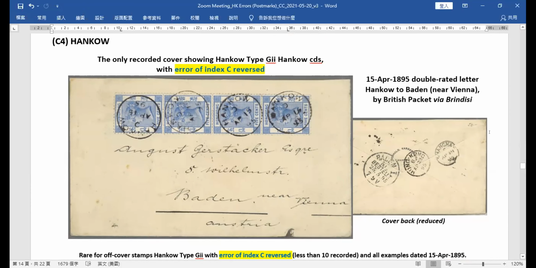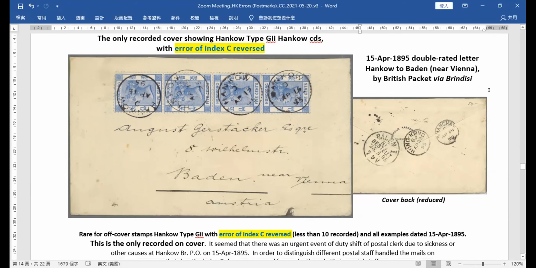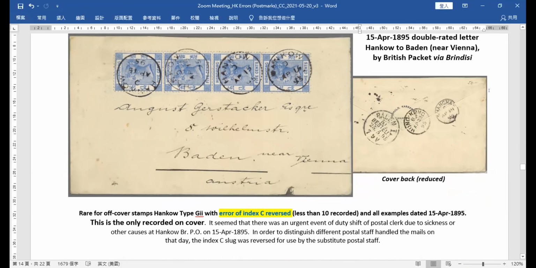I think around 10 records, according to a fellow collector saying, and all dated April 15, 95. Perhaps on that day, there was a duty shift of a postal clerk for reasons of emergency, sick, or maybe his wife is delivering child, therefore run away. Another clerk was brought in so that to reverse the index in order to distinguish the two shifts. It is my suggestion only.